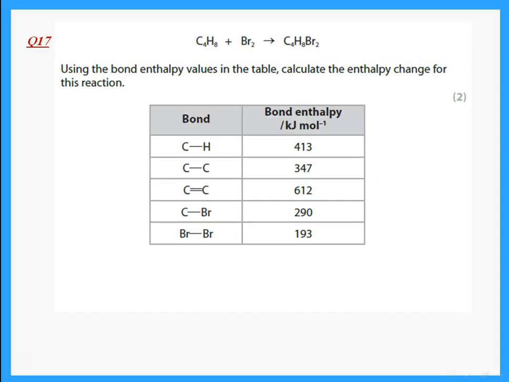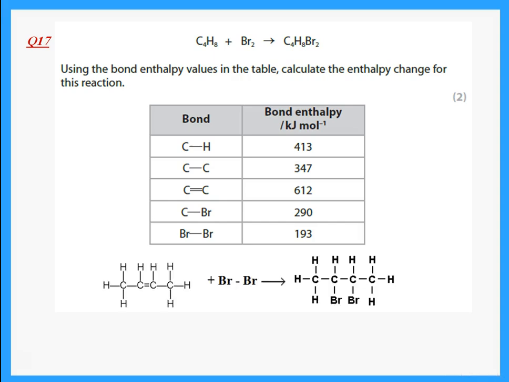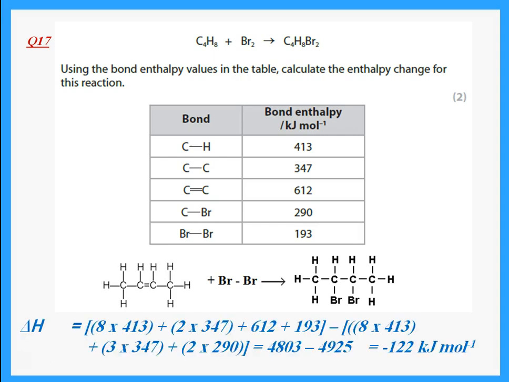Using bond enthalpy values, calculate the enthalpy change of this reaction. Again, we draw out these bonds. So this is what we have, C4H8 plus Br2 to give this product. And we are going to say energy for reactants minus the energy for the product. So what do we have? We have CH bonds. How many CH bonds do we have? We have 8.